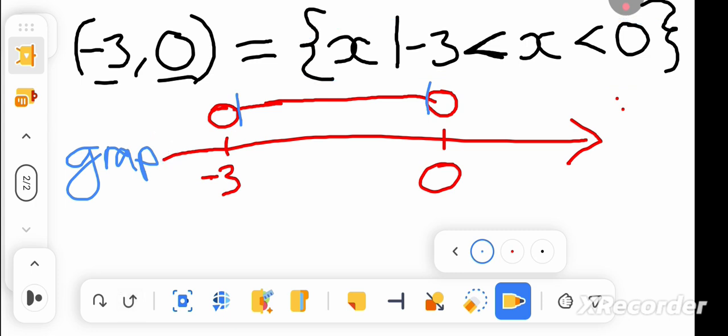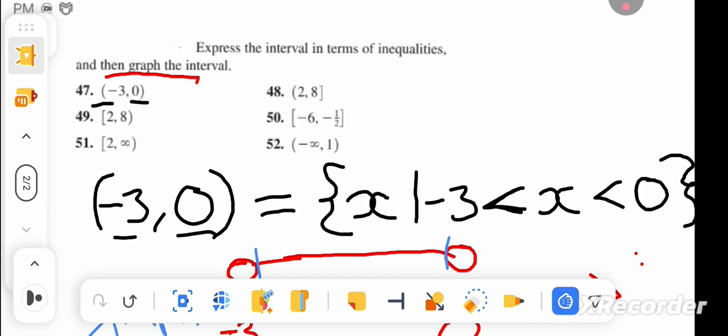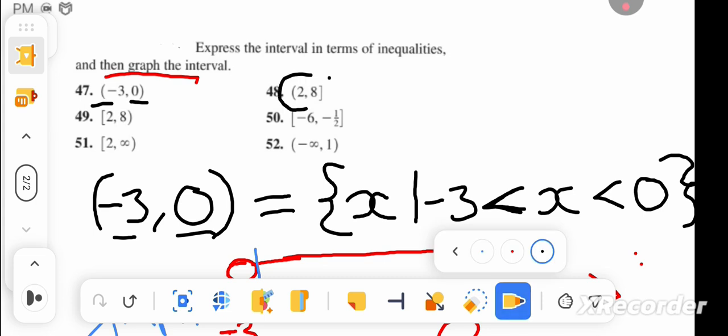Now let's move on to the second question. So the second question, we have question 48 here, which is (2, 8]. Take note of the symbols which they have used there, which are enclosing our interval. So we have a parenthesis here, and then we have a square bracket there. Okay, so now let's show that in set builder notation, and then let's also graph it.